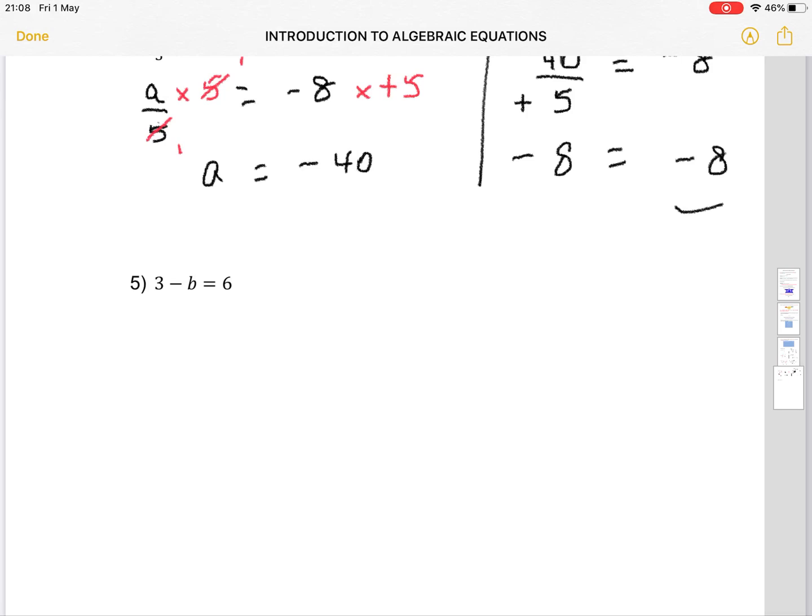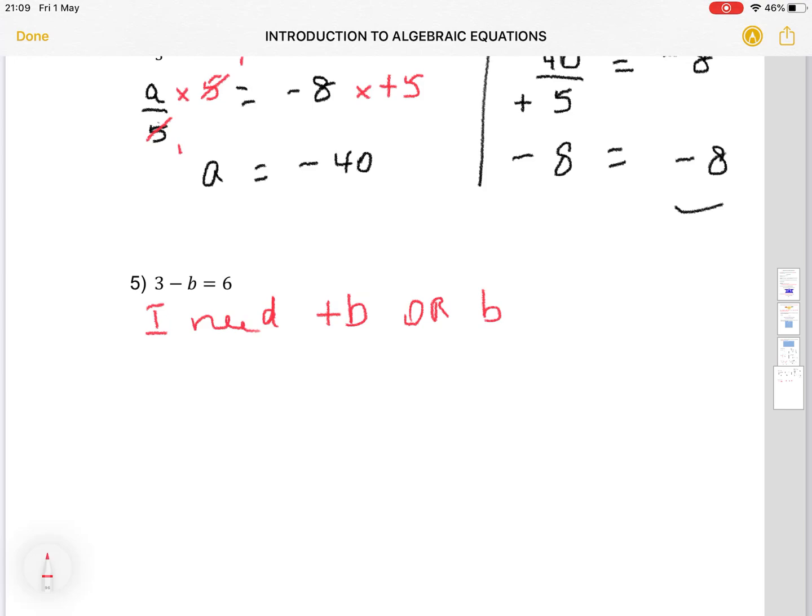Example 5, we have 3 minus b is equal to 6. Now, when we are asked to solve an equation, we need to bring the unknown value on its own, but the unknown value needs to be positive, okay? I need a positive b, so let's write it down. I need positive b or b, not a negative b.